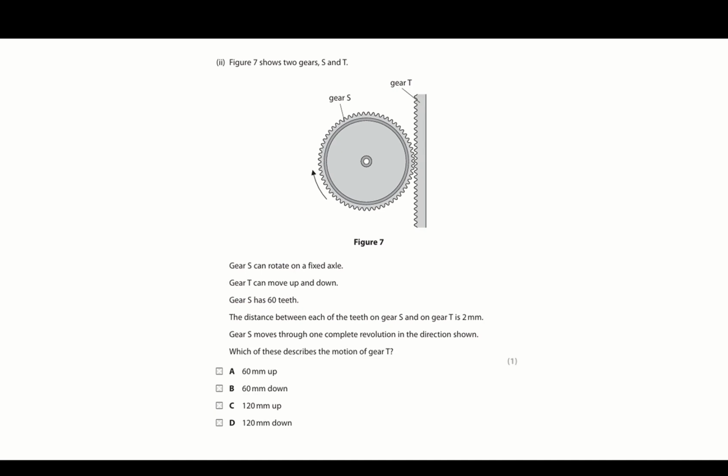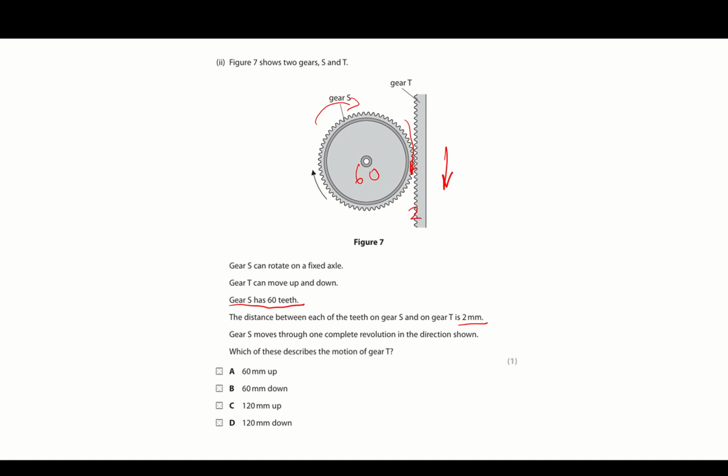Next one, we've got gear S being turned around. What's going to happen to gear T? Well, we can see that if we force this way, it's going to force gear T down. And then the next part says gear S has 60 teeth. Okay, so I'm going to just transfer that to the diagram. And on each gear T, these are 2 millimeters. So we know each of those is 2 millimeters.